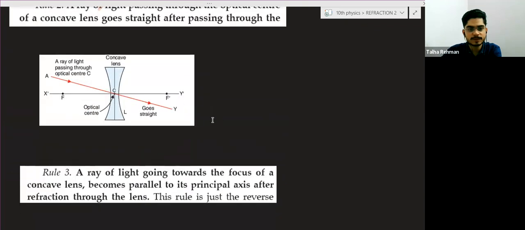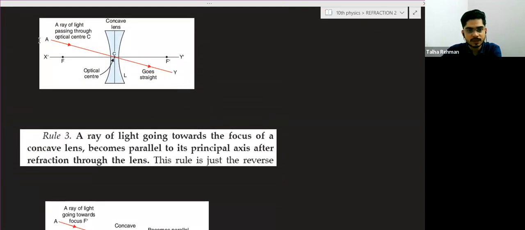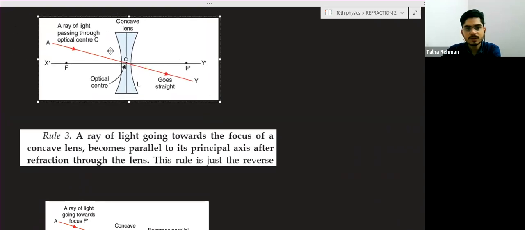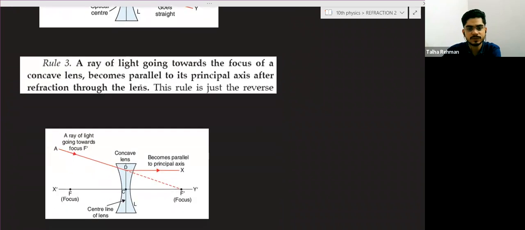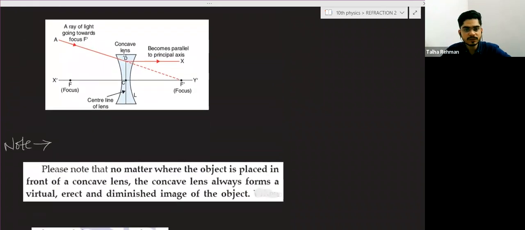Now see the second rule. Focus on this diagram. This rule is the same as that of the convex lens. Whenever a ray of light passes through the optical center, it will go straight. So this is rule number 2: a ray of light passing through the optical center of a concave lens goes straight after passing through the lens. I'm not wasting time on this. So now rule number 3.